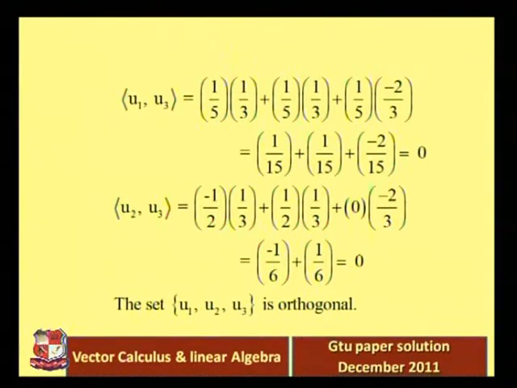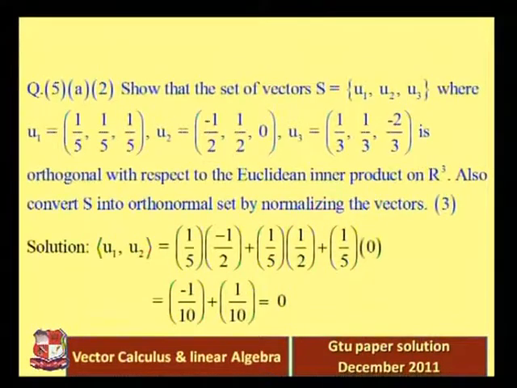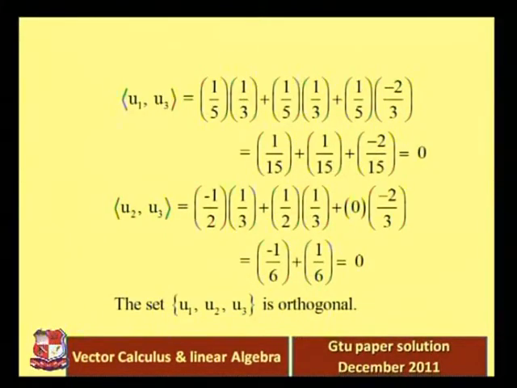Similarly, the inner product of u2 and u3 is equal to u2 dot u3. So -1/2 times 1/3 plus 1/2 times 1/3 plus 0 times -2/3, that is equal to -1/6 plus 1/6, which equals 0. So the set u1, u2, u3 is orthogonal, that we proved.